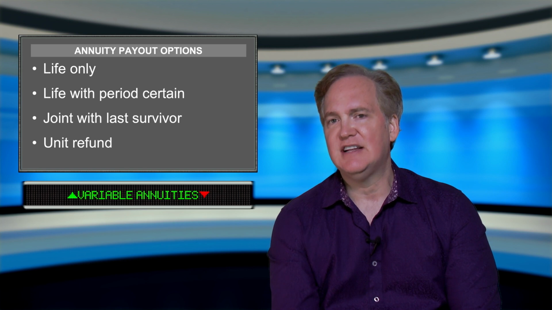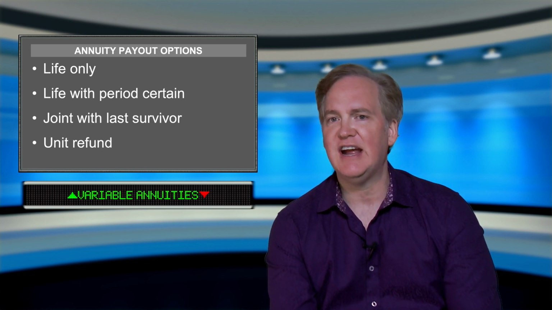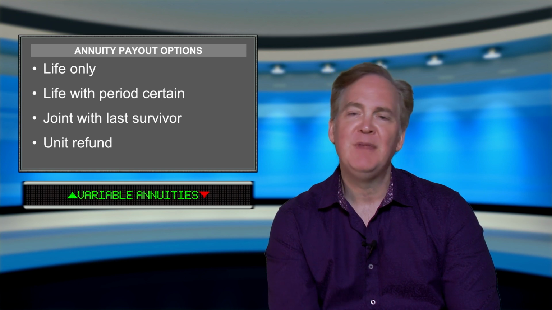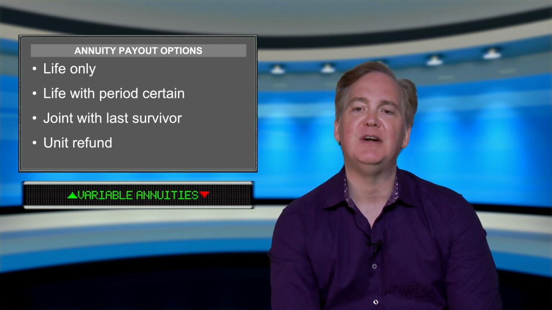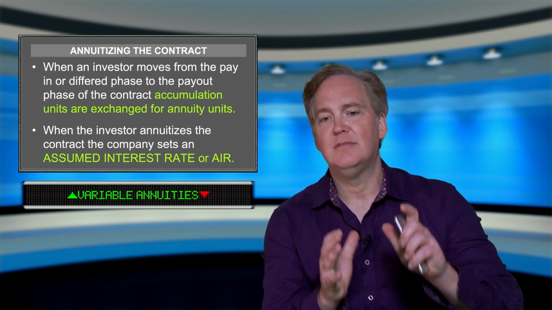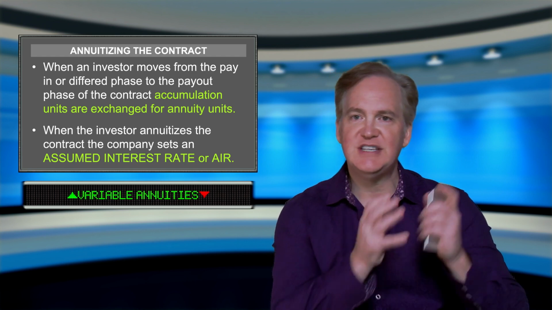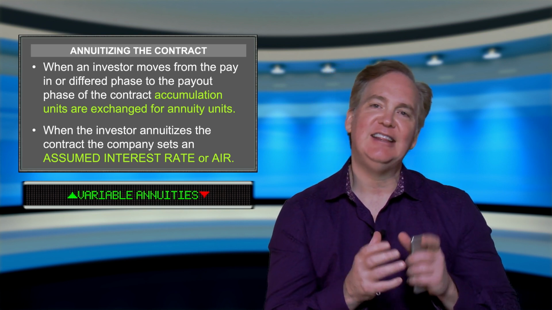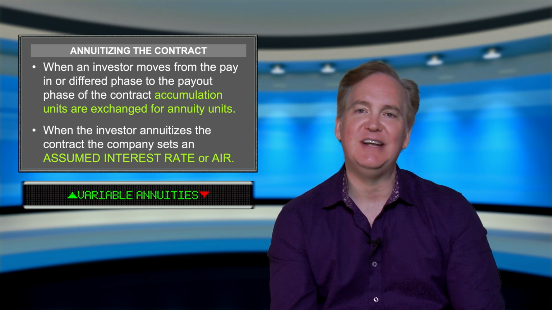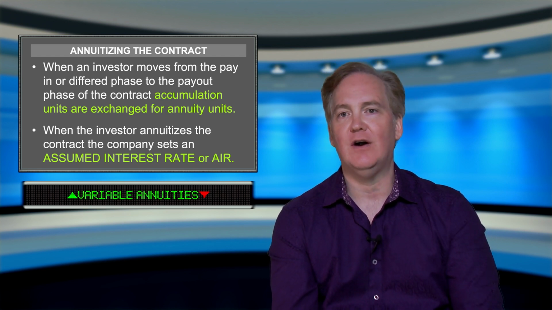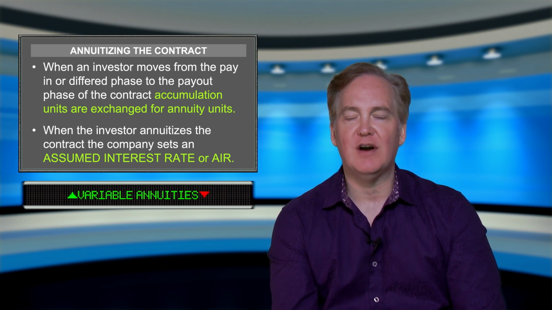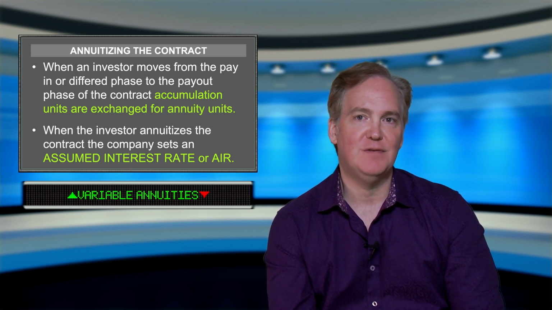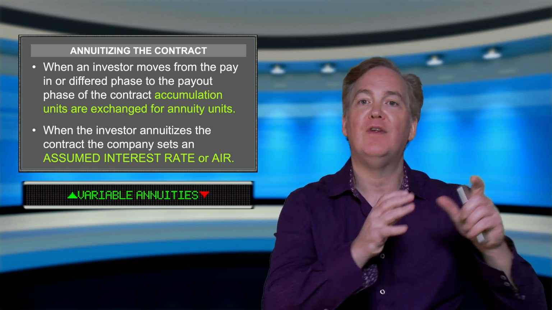Instead of annuitizing the contract, you could have a cash unit refund where you just cash out your contract and invest the money somewhere else, or you could enter into a plan to promise to pay the value of the units over a certain period of time. Now, when we annuitize a contract, we said we surrender our accumulation units for annuity units. And at that time, the insurance company sets an assumed interest rate or an AIR. The AIR is a benchmark that the portfolio must return in order to keep the person's payments consistent for life. That is the assumed interest rate or the AIR.